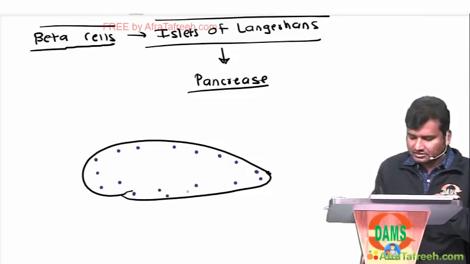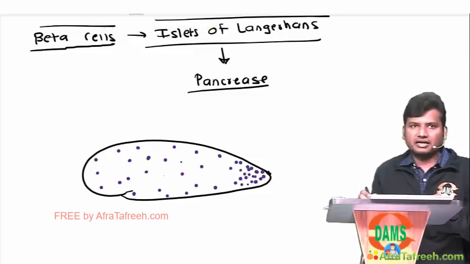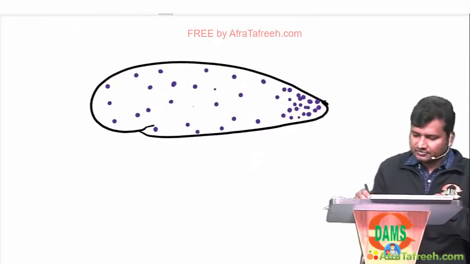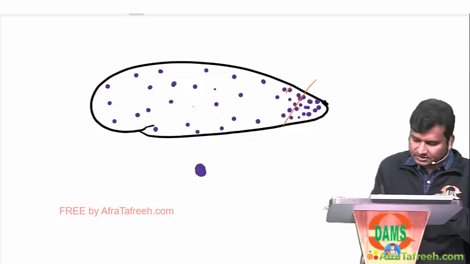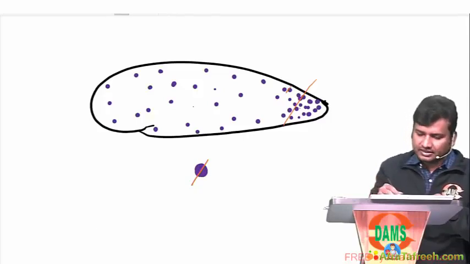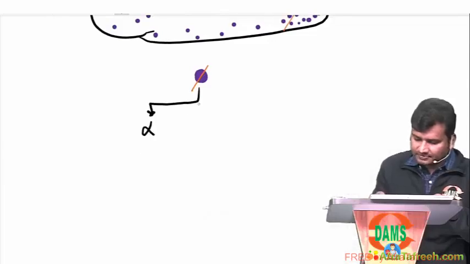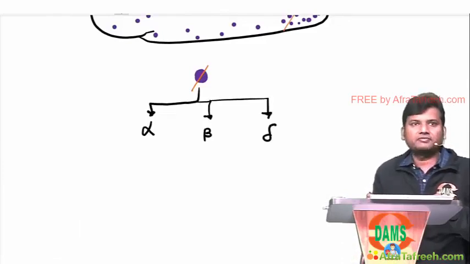Islets of Langerhans are scattered everywhere in pancreas, and maximum concentration of islets of Langerhans is present in the tail of pancreas. Now we will take a section of this pancreas, and specially we are interested in these islets of Langerhans. So suppose this is an islet of Langerhans. I have taken a section through this, and in islets I will get three cells: alpha cell, beta cell and delta cell. Alpha, beta and delta.